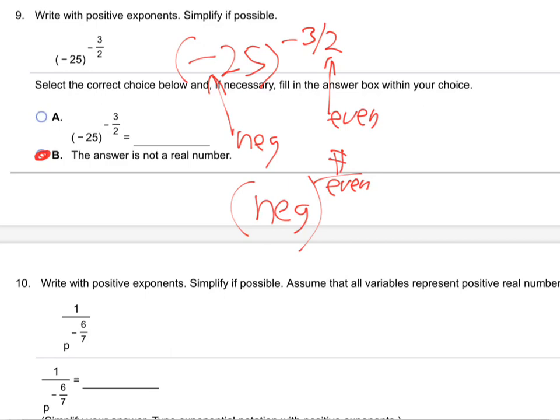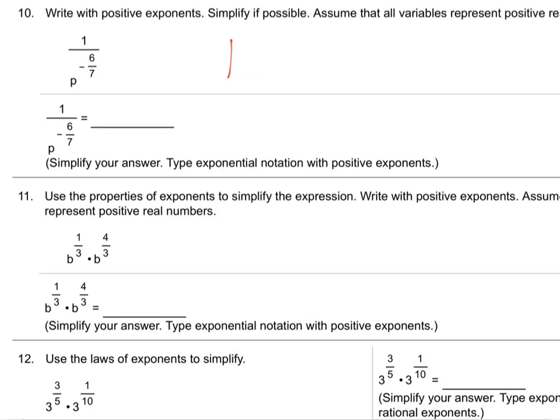You can't multiply something an even amount of times and have it become negative. Next it's 1 over p to the minus 6/7. Now, at this point, you really need to read the words. A lot of times in math, we don't really even pay attention to the words, and we don't need to.